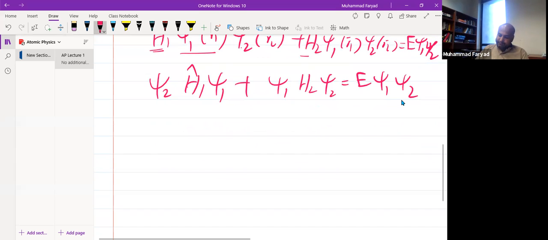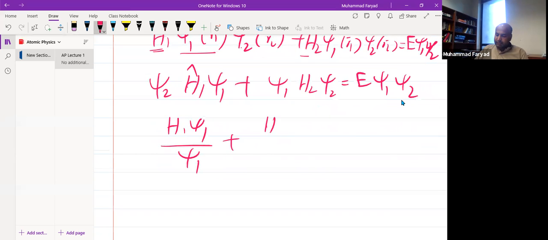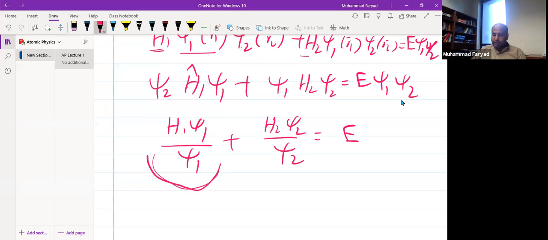When I divide by psi1 psi2, we get H1 psi1 over psi1 plus H2 psi2 over psi2 equal to E. Now you see, the first term is only a function of R1, and the second is only a function of R2, but E is a constant. This is the total energy of the system. So if a function of R1 and a function of R2 have to add to give a constant, there is only one possibility: each has to be a constant.